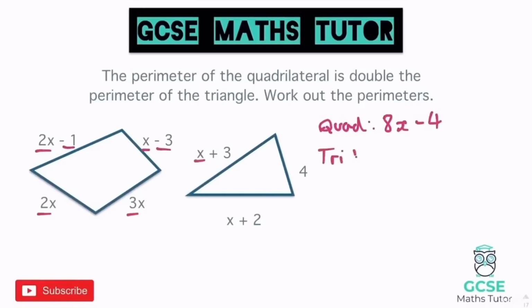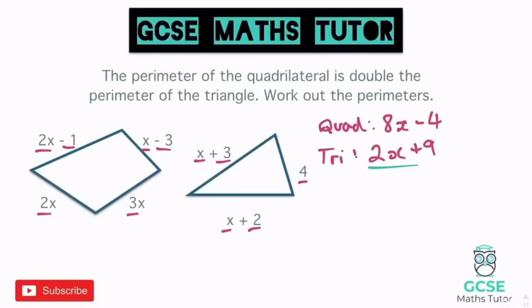We've got 1x, 2x, so 2x. And we've got 3, 4, 5, plus the 4 is 9, so 2x plus 9. Now it says the perimeter of the quadrilateral is double the perimeter of the triangle. So if we double the perimeter of the triangle, then that would be equal to the perimeter of the quadrilateral.